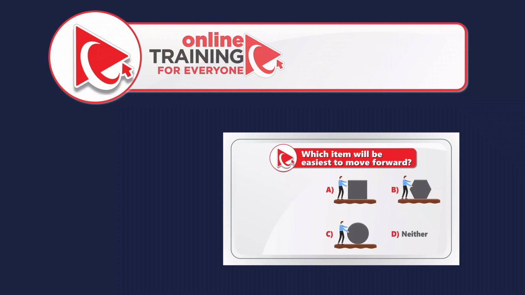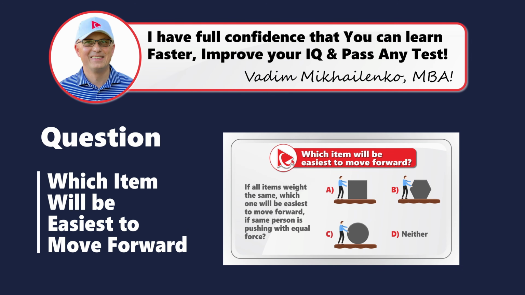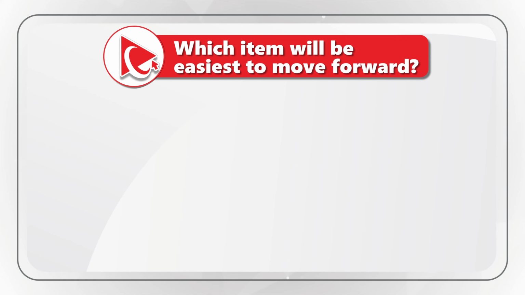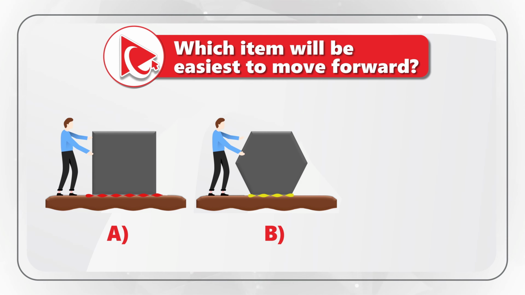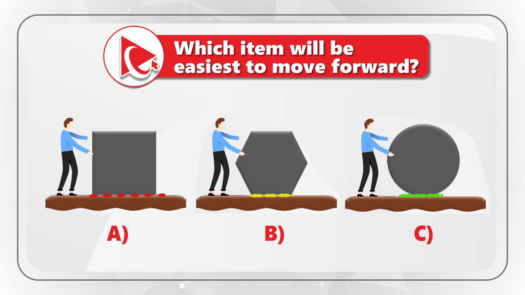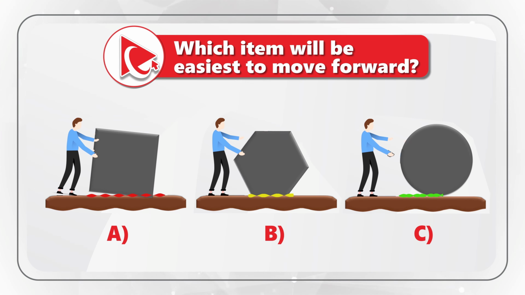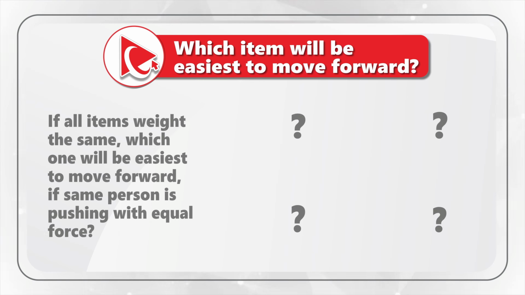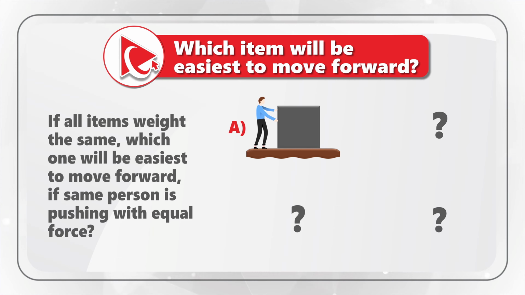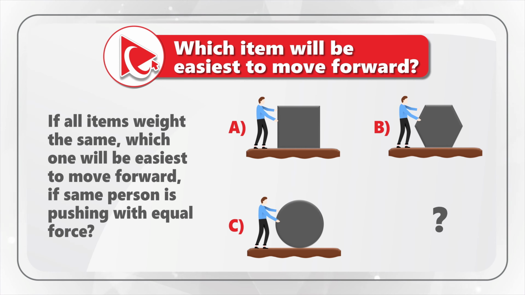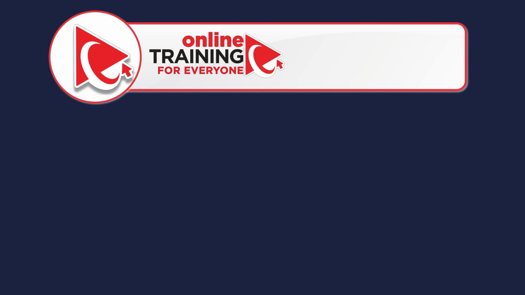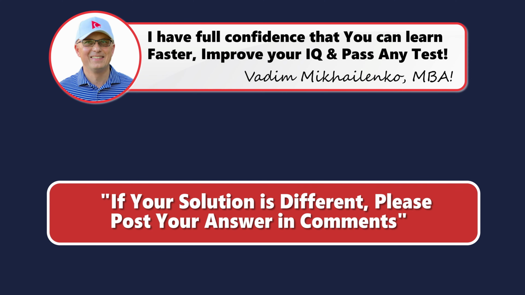And now I have a question for you to practice your skills. We have 3 different scenarios of person moving the object, choices A, B, and C. If all items weighed the same, which object would be easiest to move forward if the same person is pushing with equal force? You need to select one out of 4 possible choices, choices A, B, C, or choice D, neither one. When you solve this challenge, please make sure to post your answer in comments so I can give you my feedback. Thanks for participating and good luck.